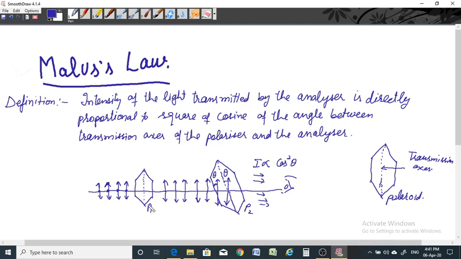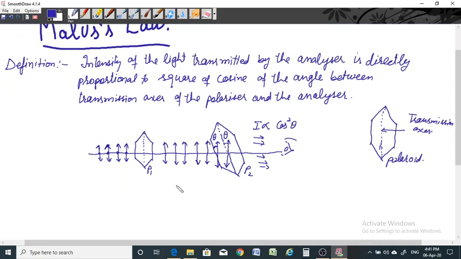Now the angle between these two transmission axes, suppose we draw here: this is the transmission axis for P1 and this is the transmission axis for P2, and there is the angle theta between them. Then I is directly proportional to cos square theta.